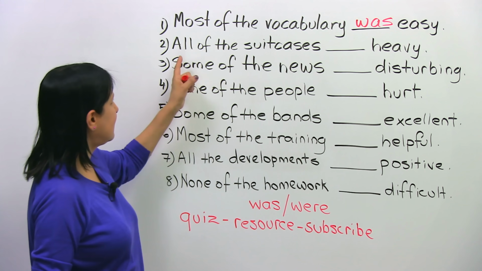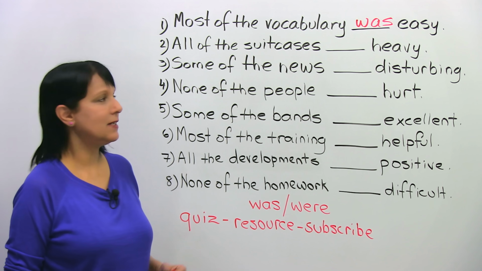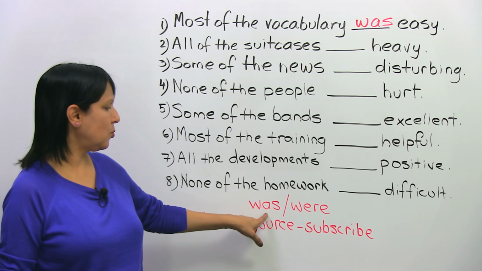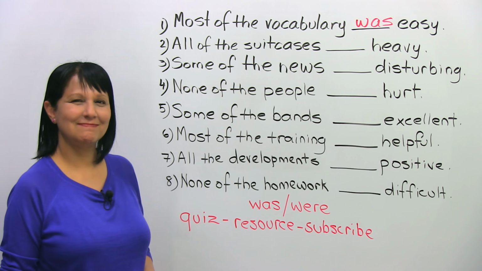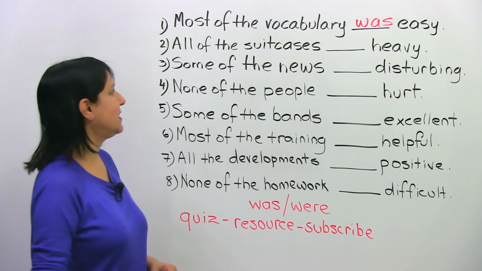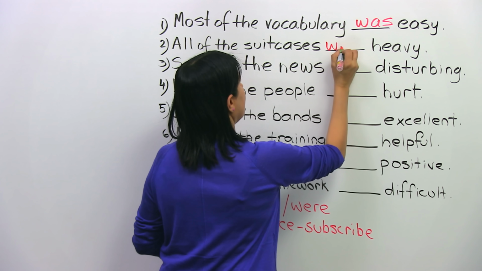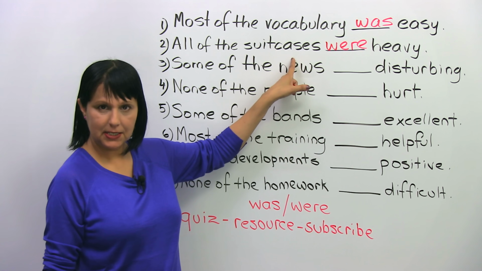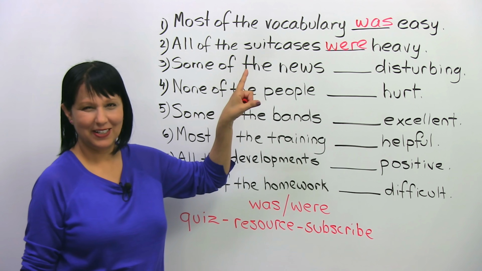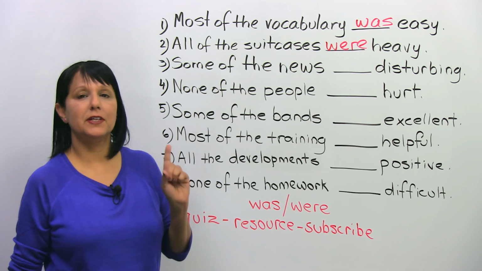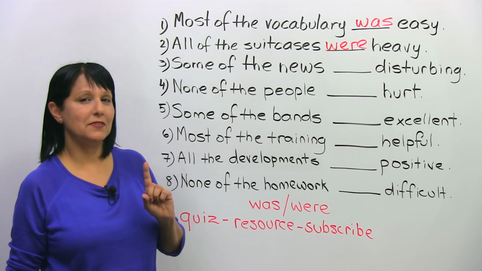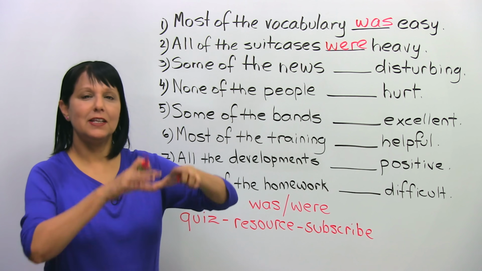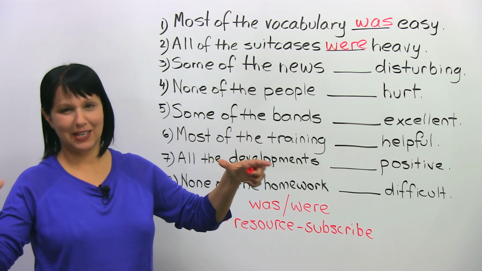Good. Next, all of the suitcases, blank, heavy. What should it be? Was or were? All of the suitcases were heavy, because suitcases is a countable noun. If it said all of the luggage, then we have to say was heavy. All the luggage was heavy. Luggage is considered an uncountable noun, all right?